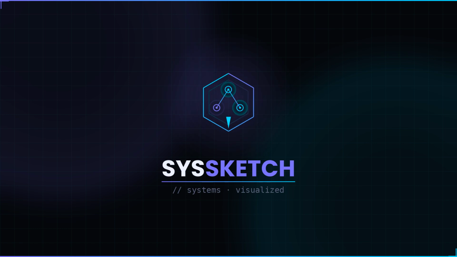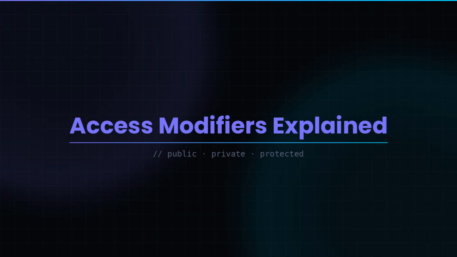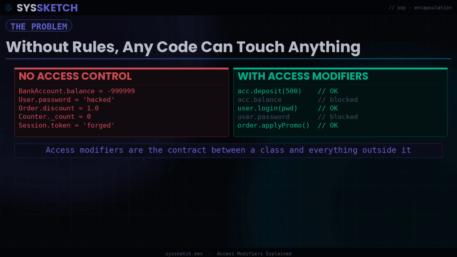Every object-oriented language gives you three keywords that most developers learn once, use by habit and never think about again: public, private, protected. But these three words are not just syntax. They are the entire reason your code does not collapse under its own weight the moment a second developer touches it. In this video, we are going to build a real mental model of what access modifiers actually are, why they exist, and exactly when to reach for each one.